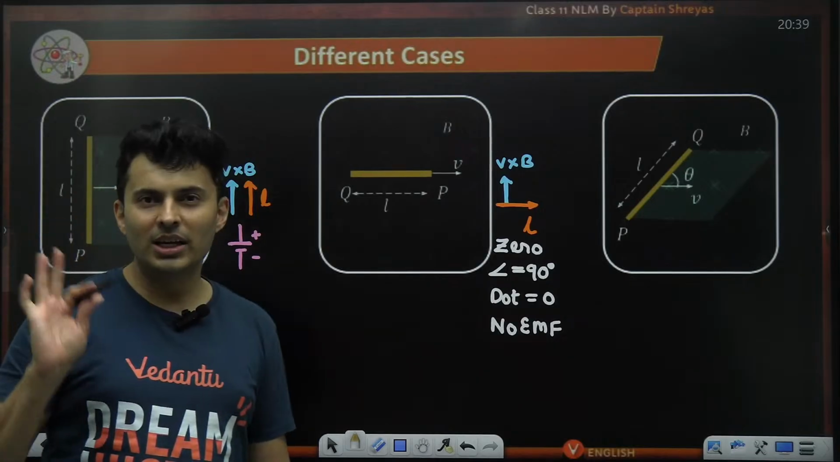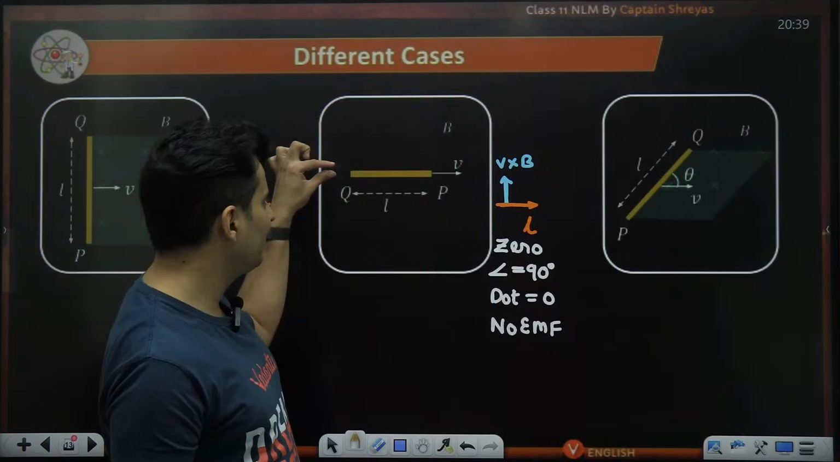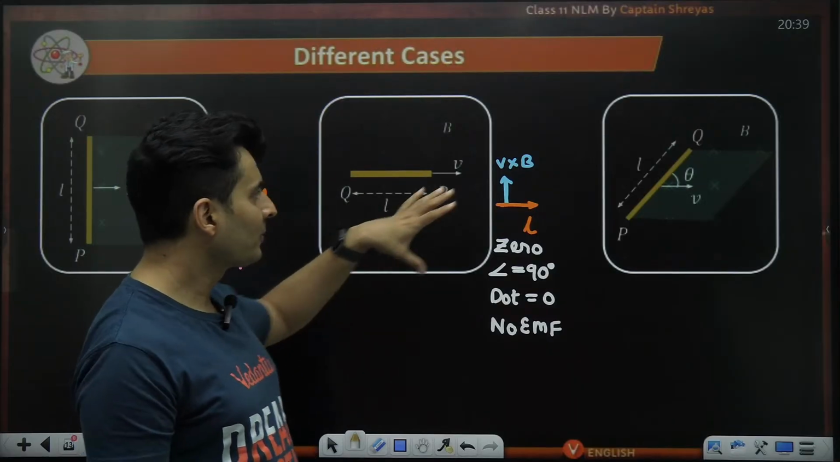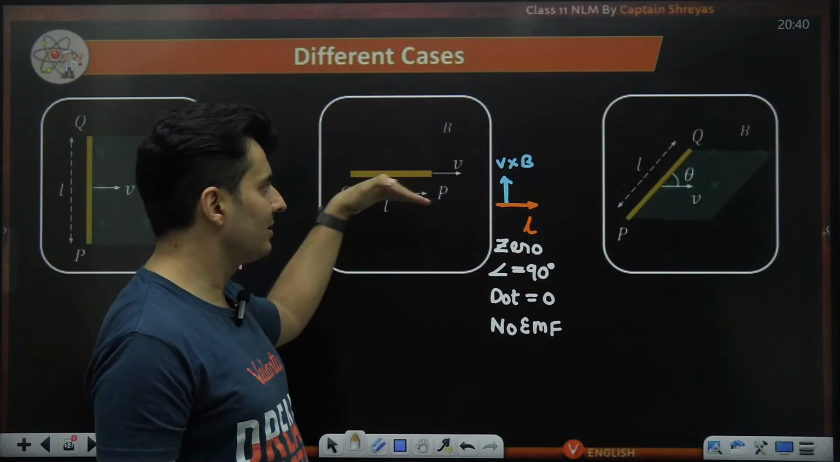Is that absolutely clear, everyone? Isn't it amazing? So no EMF even though there is a conducting rod over here, because the EMF will be developed in this direction, not in this direction.